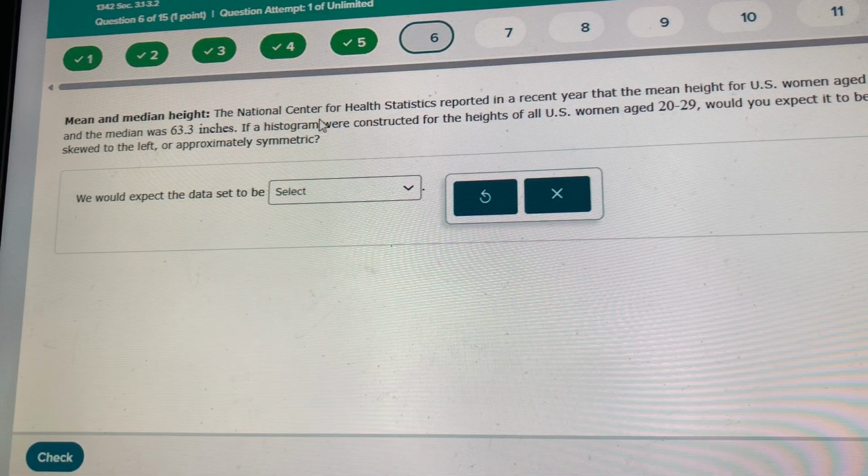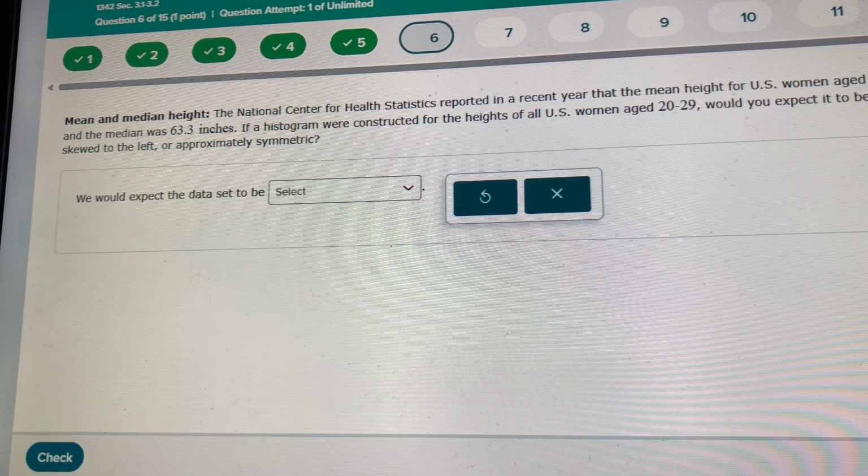Okay, the National Center for Health Statistics reported in a recent year that the mean height for U.S. women aged 20 to 29 was 63.2 inches, and the median was 63.3. If a histogram were constructed for the heights of all women in this age group, what would you expect it to be? Skewed right, skewed left, or symmetric?